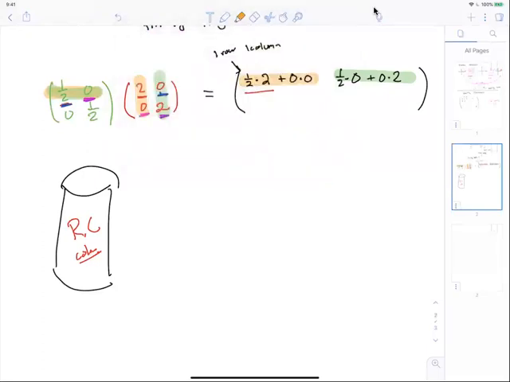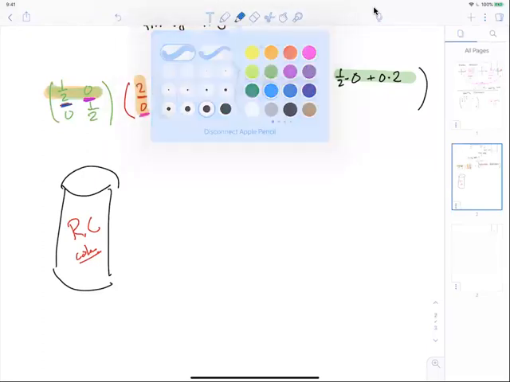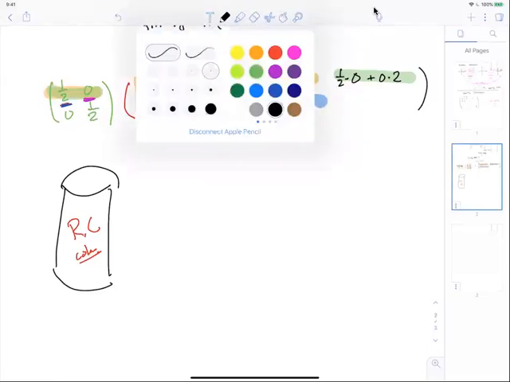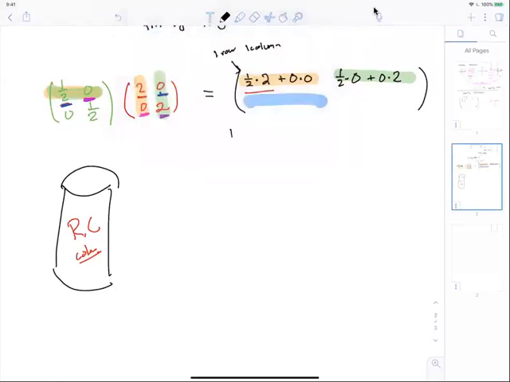And then to do the next one, to get this right here is the second row, first column. So what we're going to do is on the left rather, we're going to take the second row and the first column. And we're going to multiply those together. So we're going to take 0 times 2. We're going to add 1/2 times 0.